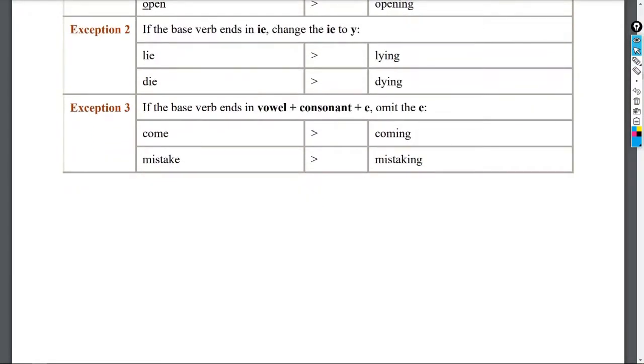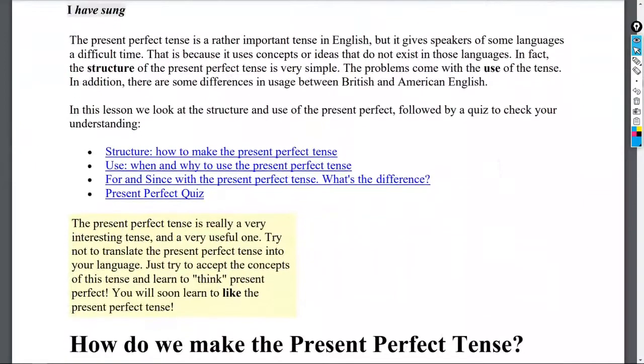So see that the next one: if the base verb ends in vowel plus consonant plus E, omit the E. Let us see this formula. The base verb is come. Ending with what? The vowel E. A-E-I-O-U, is the vowel. And before that what comes? M. M is the consonant. Therefore, when you are adding ing to the form, what do we need to do? We simply drop the E. We simply drop the vowel E. So, this is the rule. This is the exception to the rule.